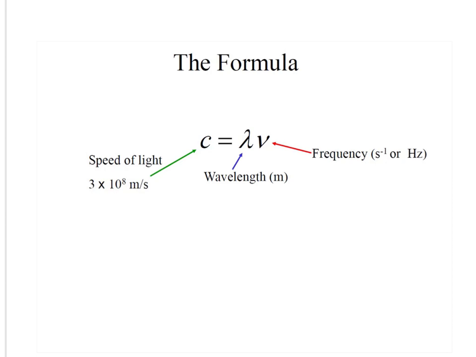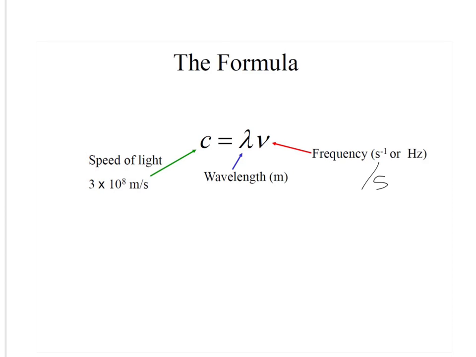The speed of light is a universal constant. It's always 3 times 10 to the 8 meters per second. Frequency is in seconds, or inverse seconds, as it's measured in cycles per second. Hertz is sometimes used as the units for frequency. It doesn't matter, and sometimes you'll even see it as per second.